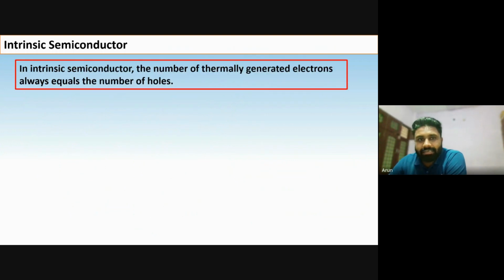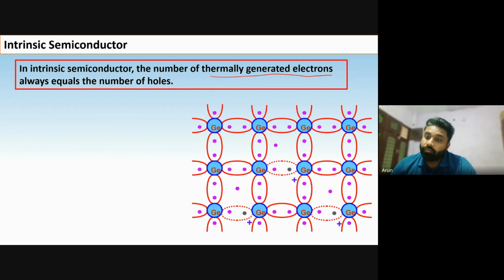Now, in an intrinsic semiconductor the number of thermally generated electrons is always equal to the number of holes. One electron leaves the bond, so one hole is created, which means as many electrons break bonds, the same number of holes will be created. So the concentration of free electrons is equal to the concentration of holes, which means the number of electrons per unit volume is equal to the number of holes per unit volume for an intrinsic semiconductor.